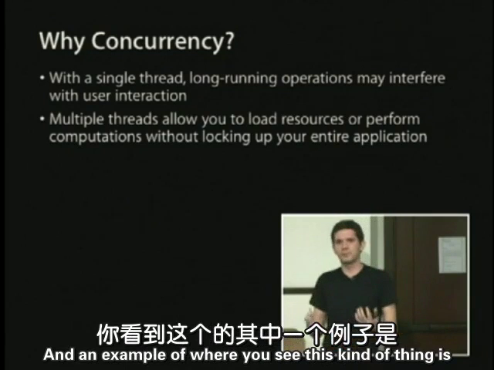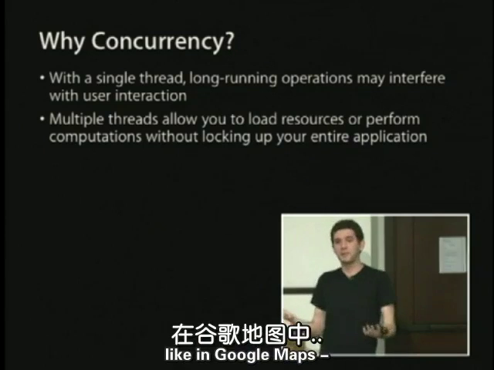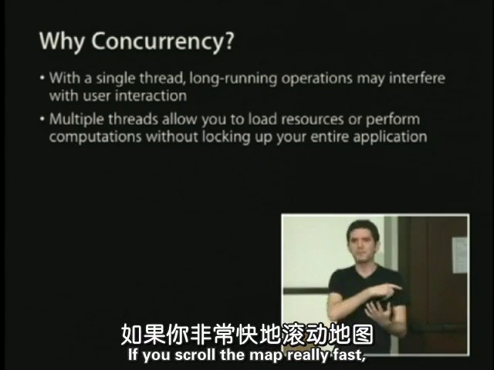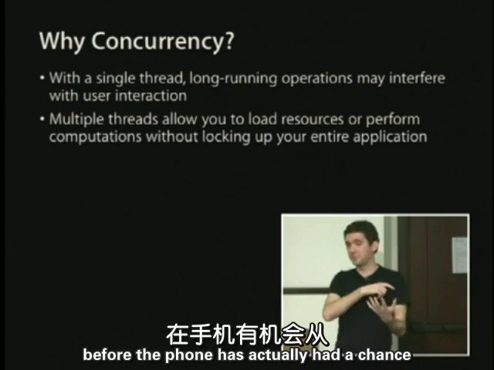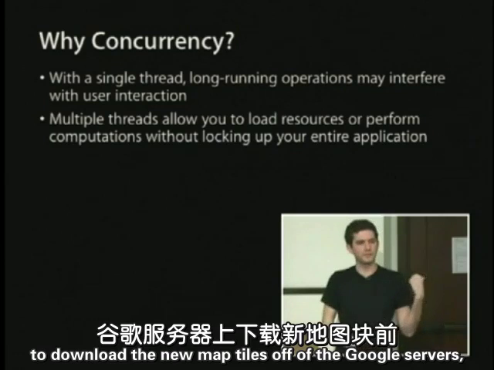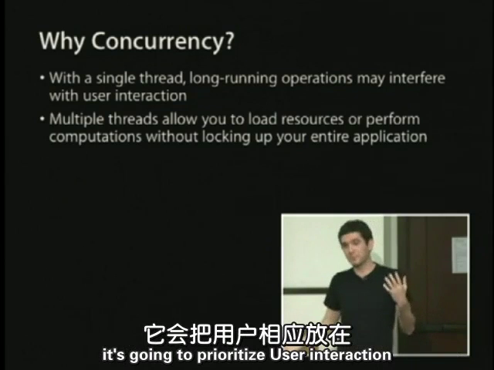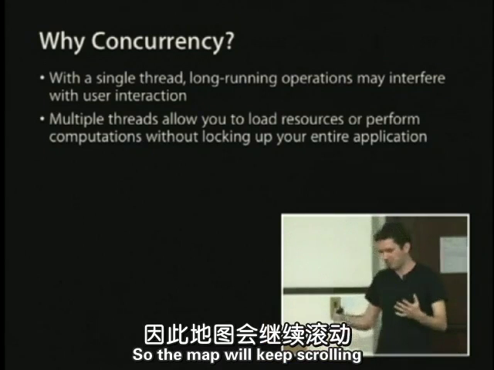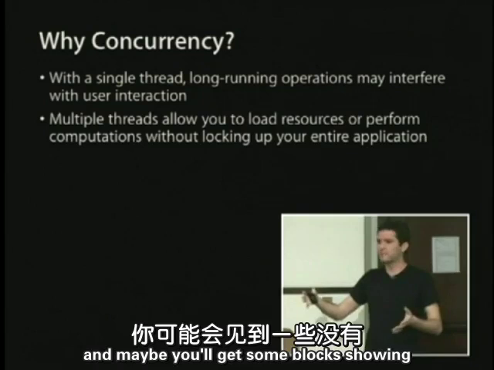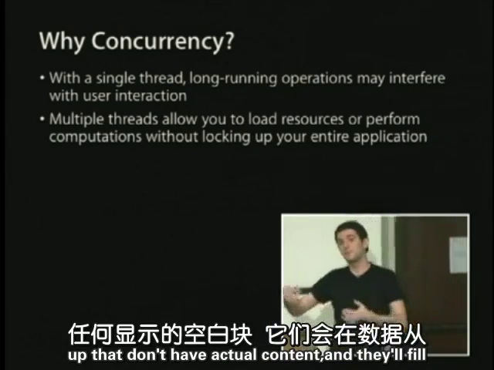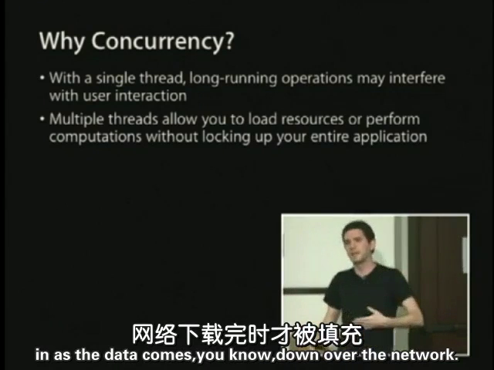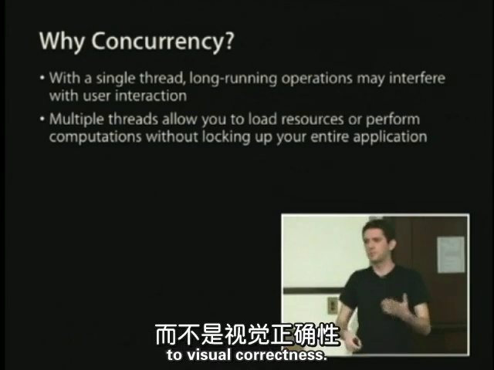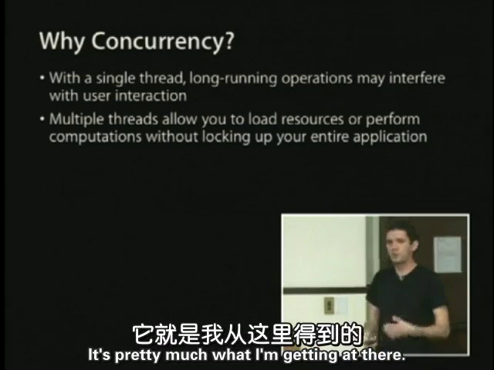You want to make sure that your application stays as responsive as possible. An example of where you see this kind of thing is in Google Maps, the default Maps app built into the iPhone. If you scroll the map really fast, before the phone has had a chance to download the new map tiles off of the Google servers, it's going to prioritize user interaction over visual correctness. So the map will keep scrolling, and maybe you'll get some blocks showing up that don't have actual content, and they'll fill in as the data comes down over the network. You really want to prefer interactive consistency to visual correctness is pretty much what I'm getting at there.